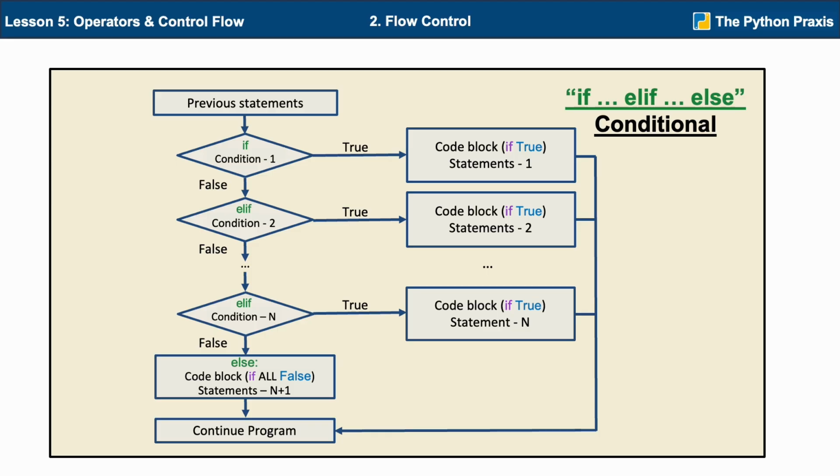Python runs any statements before the if condition. Then it checks the first if condition. In case the first condition is true, the if block of code to the right side of the if statement runs. That block contains statements 1.